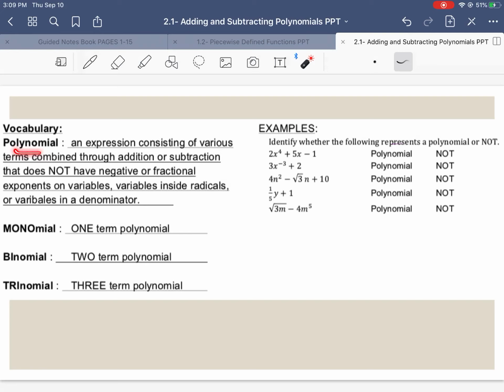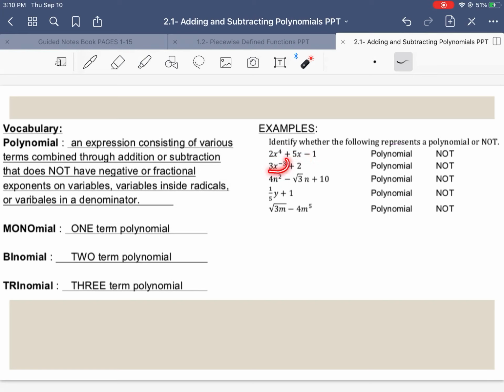So first of all, polynomial. We use this term a lot when we're talking about particular expressions. By definition, this is an expression consisting of various terms. The word term, the way we combine these is through addition or subtraction. So when we use the word term, if I'm looking at this expression right here, this would be one term, and then it's separated from the next term by that addition sign, which is separated from the next term by that negative sign. So this guy would have three terms.